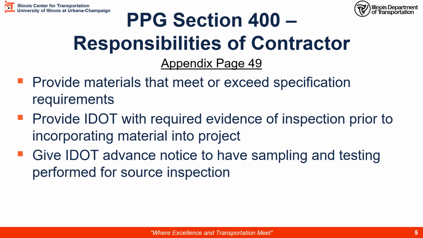Section 400 of the PPG outlines responsibilities of the contractor. They are to provide materials that meet or exceed the specifications. They are to provide IDOT with their required evidence prior to incorporating the material into the project. And they are to give IDOT advance notice to have sampling and testing performed for source inspection.